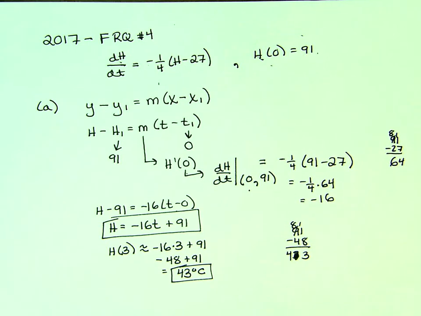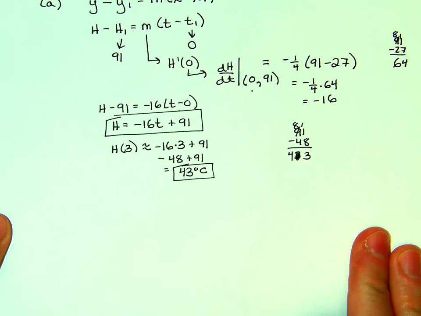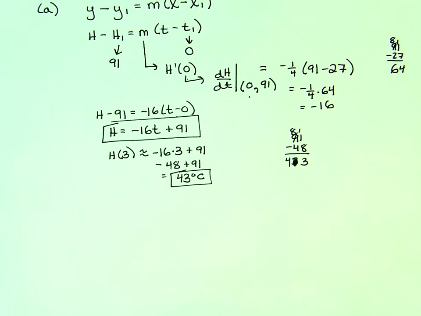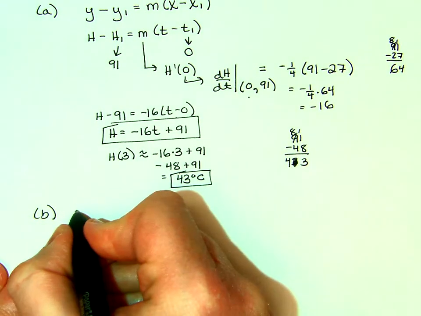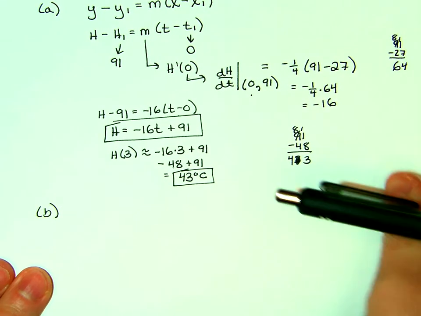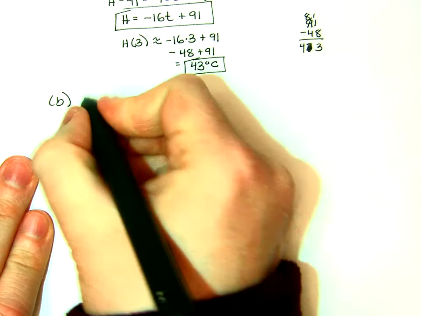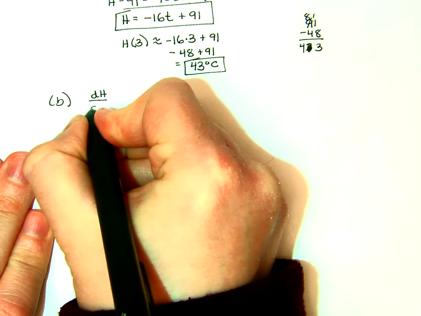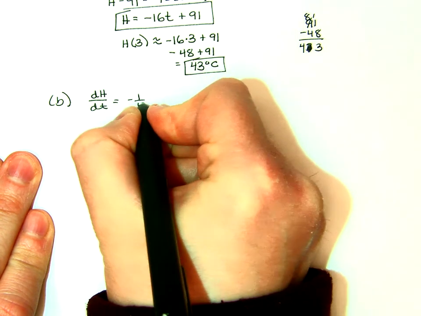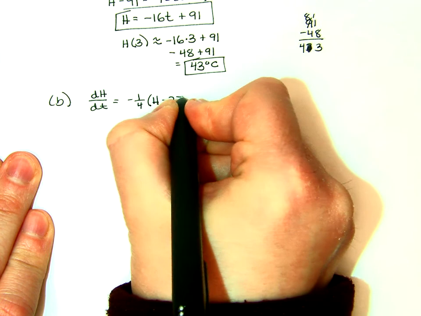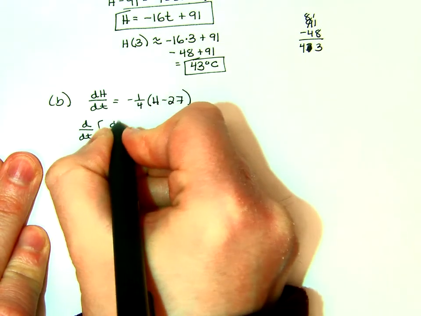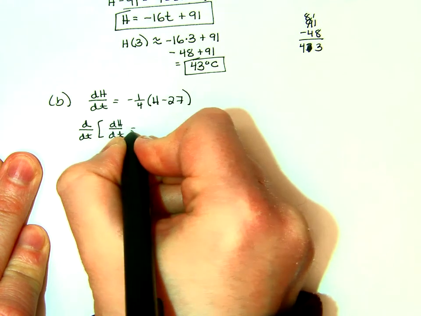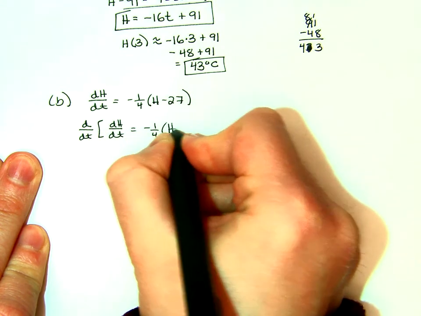In part B, we're asked to use the second derivative to determine if the answer in part A was an overestimate or an underestimate. Before I do any of this, I need to calculate my second derivative. I don't have the first derivative showing anymore, so let me rewrite that for you. dh/dt equals negative 1/4 times h minus 27. I'm going to do my second derivative, so I'm going to take the derivative of the first derivative. I don't necessarily think you have to write out the line that I'm writing out right now.